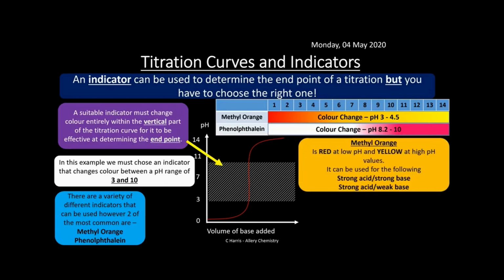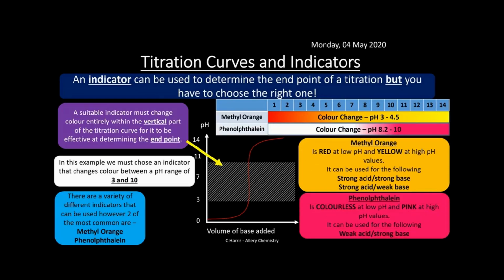Methyl orange is red at low pH and yellow at high pH values. And so this can be used for strong acids and strong bases, or strong acids and weak bases, because they fit within that range. Phenolphthalein is colourless at low pH and pink at high pH values. So it can be used for a weak acid and a strong base. So you see, the choice of indicator is important.